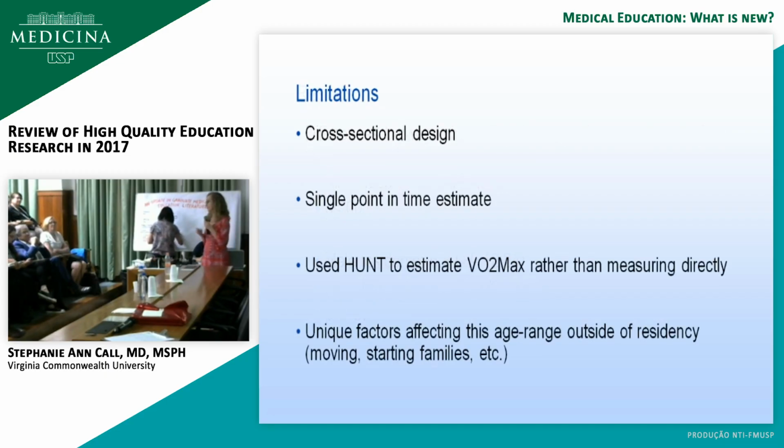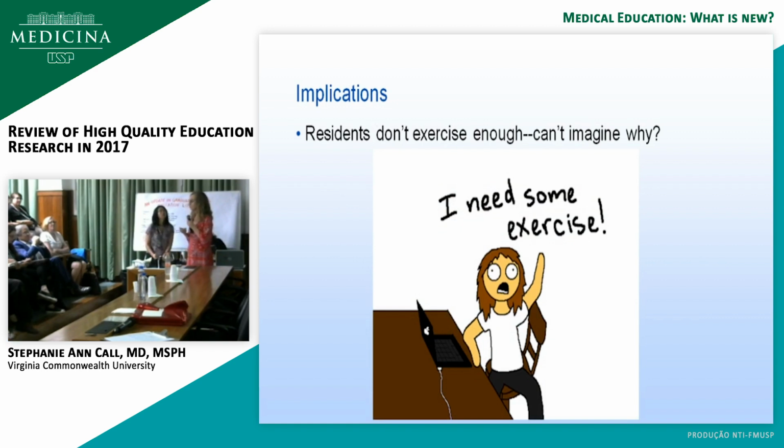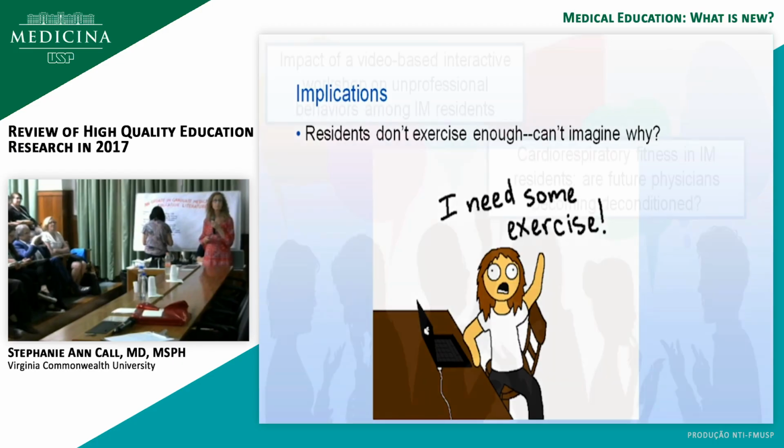Certainly a limitation of this study was its cross-sectional design. It was a single point in time estimate. They used the Hunt to estimate VO2 max rather than actually measuring it directly. And there are definitely unique factors. It's not all about residency. This is an age, as you all know, where lots of things happen in their lives that have an impact on their ability to exercise. Implications: residents don't exercise enough, nor do faculty or probably medical students. So something for us to think about as we focus on wellness across our profession.